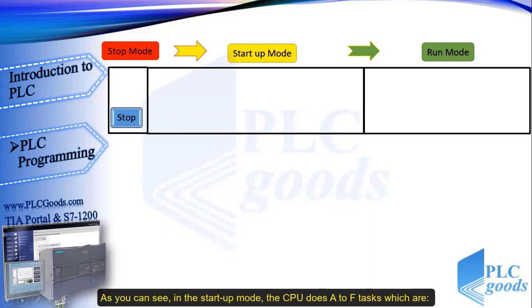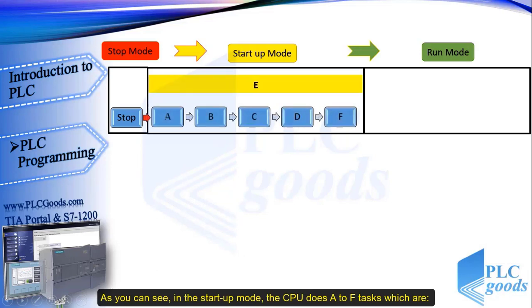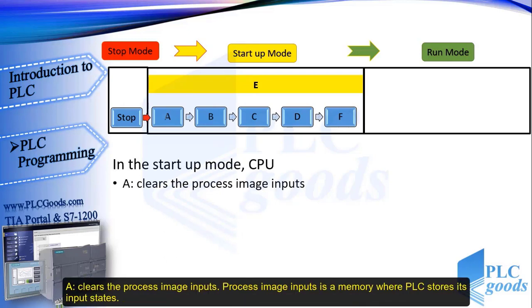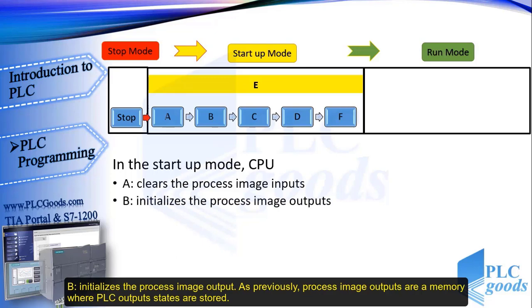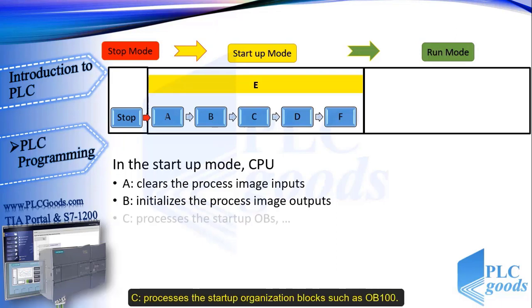As you can see, in the startup mode, the CPU does A to F tasks, which are: A. Clears the process image inputs. Process image inputs is a memory where the PLC stores its input states. B. Initializes the process image output. As previously, process image outputs are a memory where the PLC output states are stored. C. Processes the startup organization block, such as OB100.